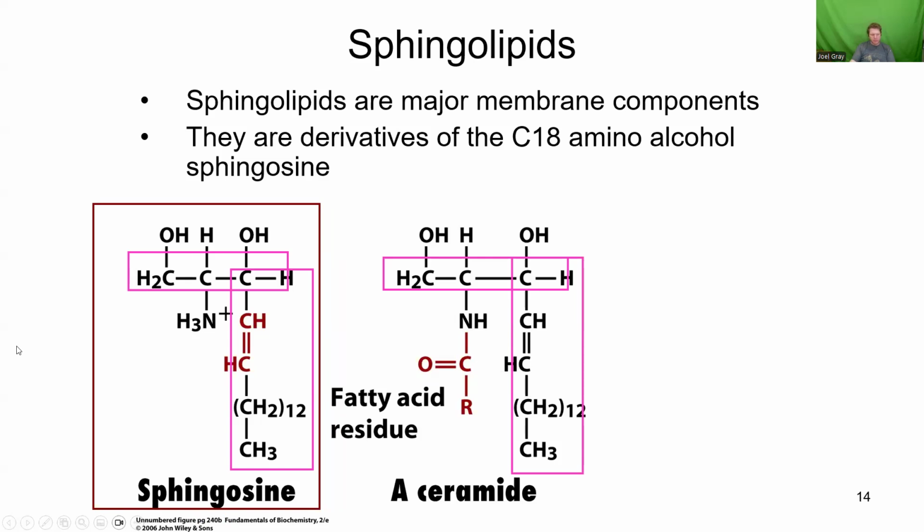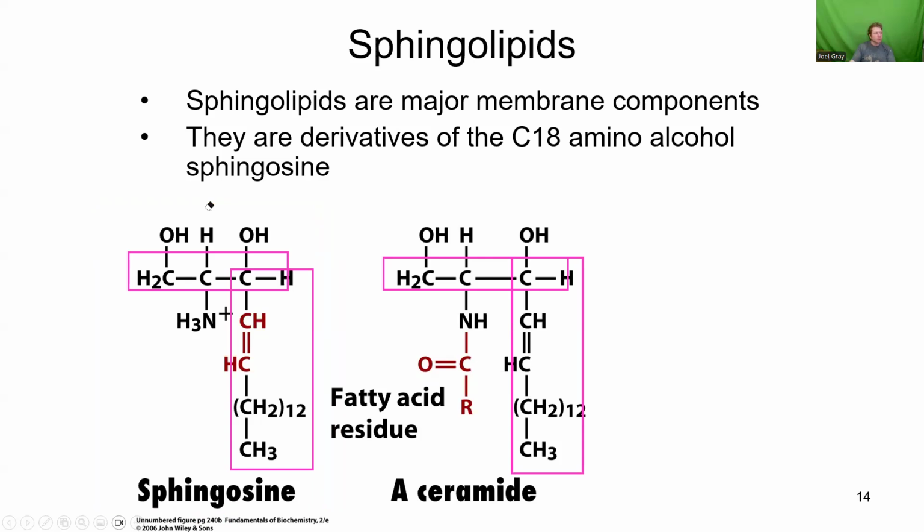Ceramides are something that my wife has in one of her face lotions. I think CeraVe, yeah. So CeraVe has ceramides in it. And so it's got a bunch of this molecule right here.